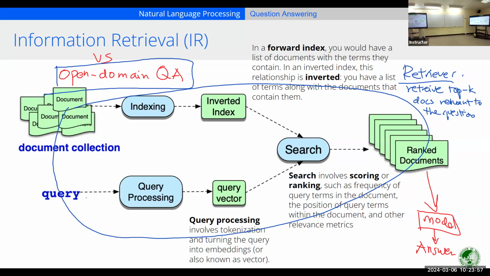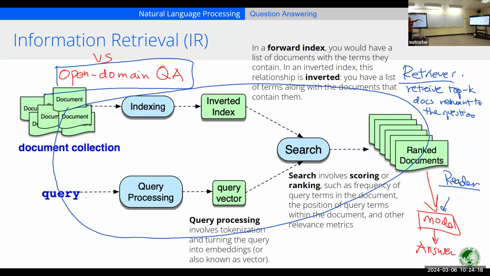The next thing you need to know is that this model we call the reader. So why do we call this the reader? Simply because this is the one that should read all these documents, right?